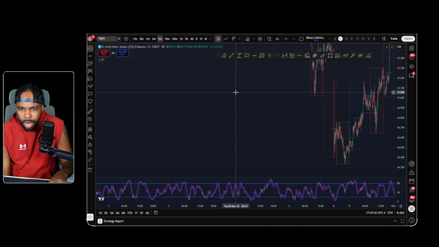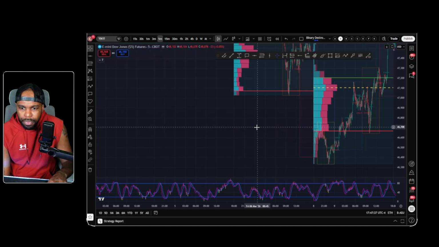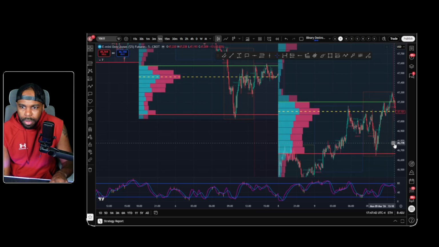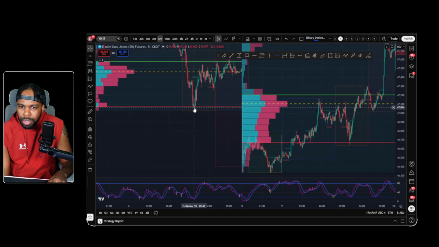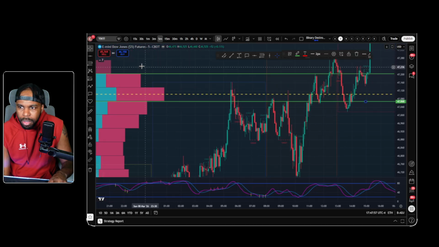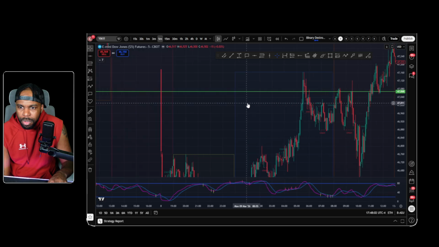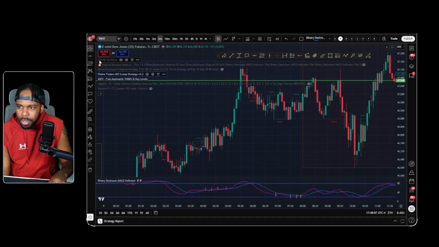But what I would do is let's actually turn the session volume profile back on. And what you could have done was, let's see, in this case, you can use this line right here. Boom. And that right there would have been your zone. And literally, if we take this off, you could have probably caught a short move to the downside right here. So let's turn on the indicator here.